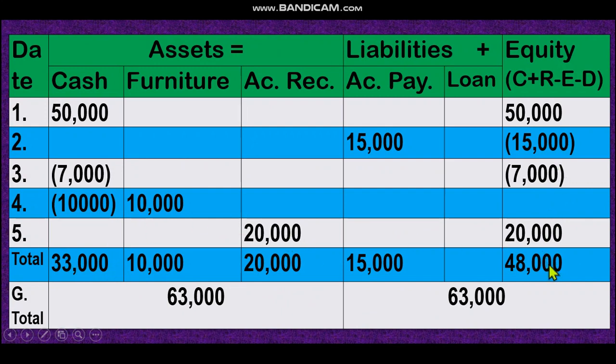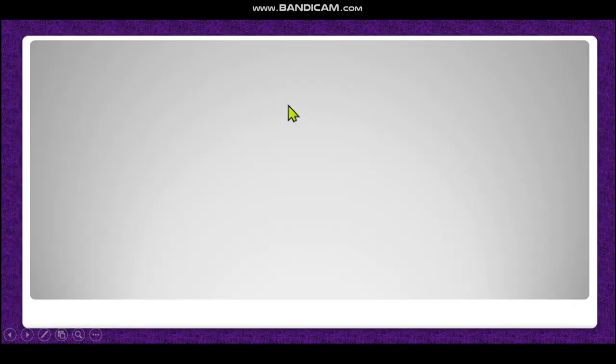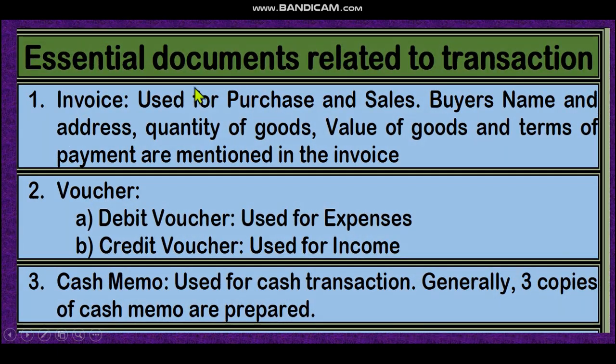The total of equity 48,000, total of liability 15,000, total of assets 63,000. Look at, total of liability plus equity 63,000. That means asset equals liability plus equity. This is the accounting equation.